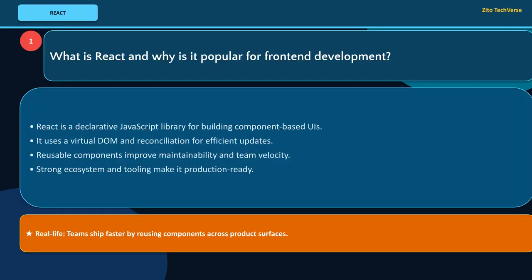Our first question: what is React and why is it popular? React is a declarative library for component-based UIs. It is widely favored for its efficient virtual DOM, reusable components that boost team velocity, and a robust ecosystem.